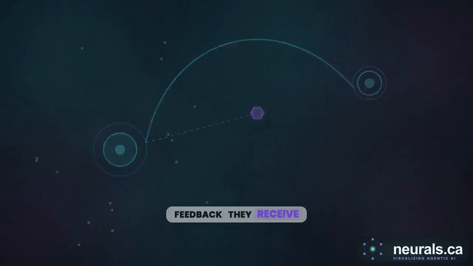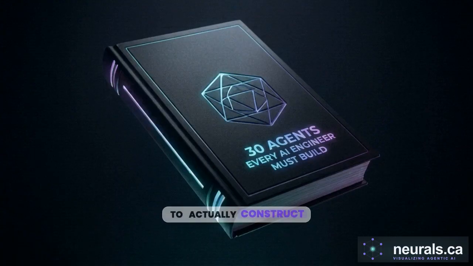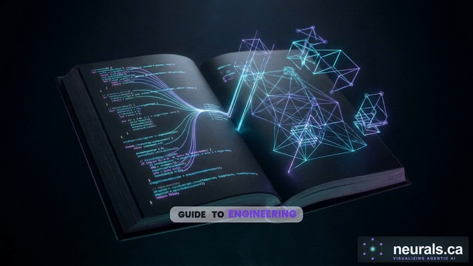feedback they receive. To understand how to actually construct these systems, we look to Imran Ahmad's 30 Agents Every AI Engineer Must Build. It is a technical guide to engineering this next generation of artificial intelligence.